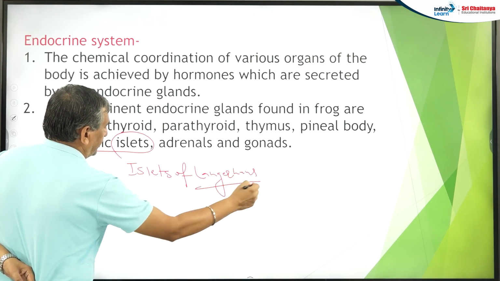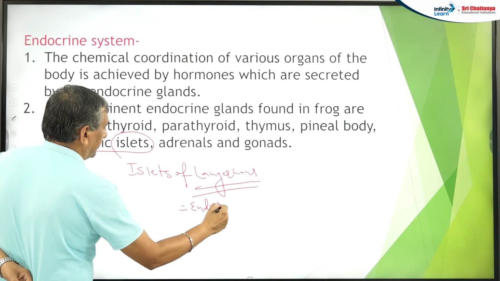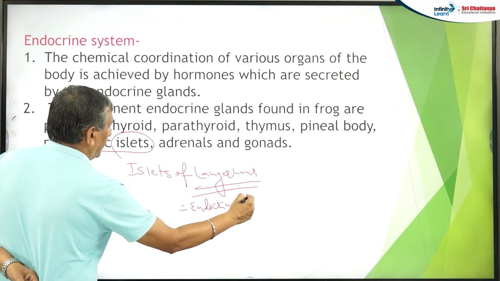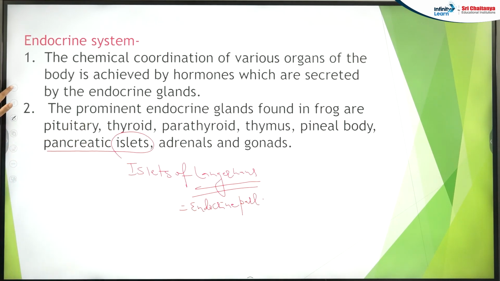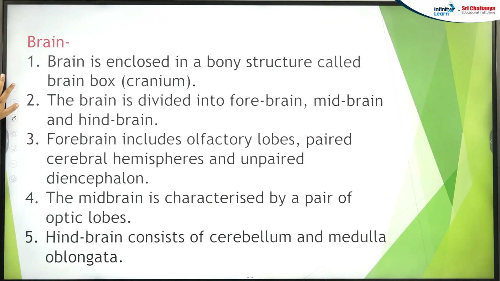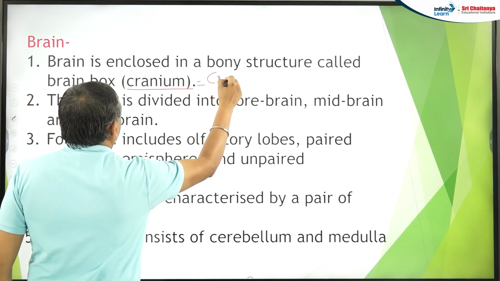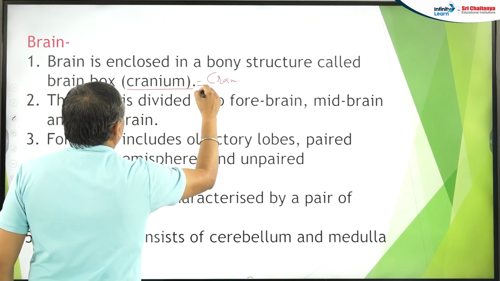Islets of Langerhans. This is having the endocrine part. This is showing the endocrine part. Islets of Langerhans. Clear? So this is one more point. They are having the well-developed nervous system. They are the craniata. Why craniata? Because the body is present in a cranium. Cranium means brain box.